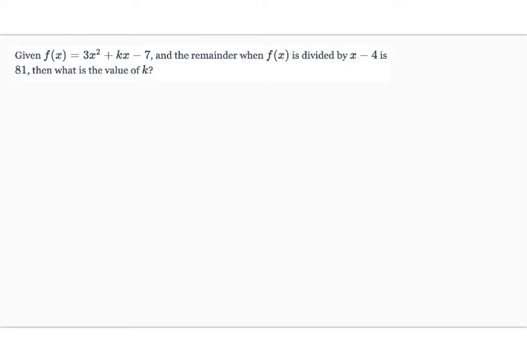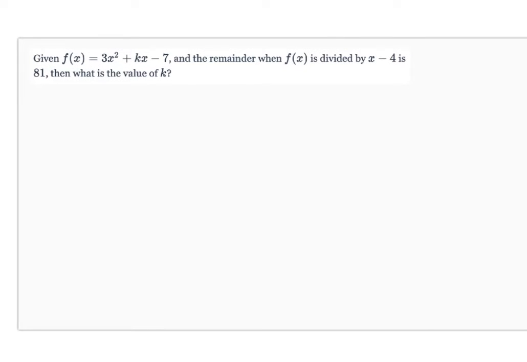All right, here we're given a quadratic. We're told what the remainder is, which is 81. I'm going to slide that a little bit. And we're asked to find the value of k. This has to do with the remainder factor theorem. The big idea is that if I'm dividing by x minus 4, actually it's very little to do with the remainder factor theorem. This is just a problem that we tend to see with that.